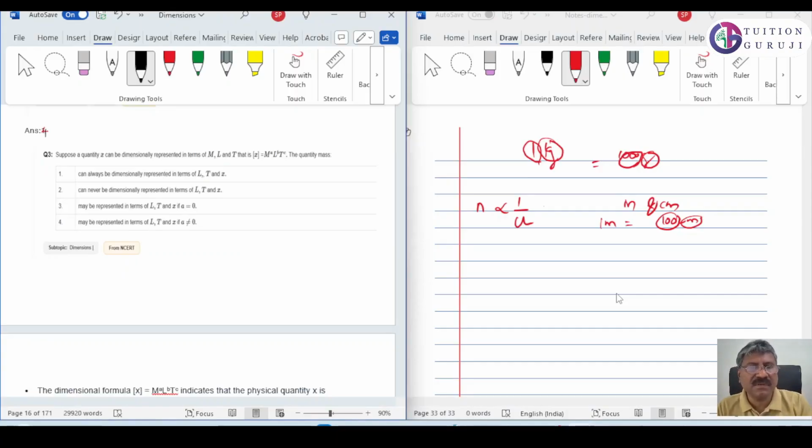Next question. Suppose a quantity x can be dimensionally represented in terms of M, L and T. That is, dimension of x is equal to M raised to a, L raised to b, T raised to c. Then the quantity of mass can always be dimensionally represented in terms of L, T and X; can never be dimensionally represented in terms of L, T and X; may be represented in terms of L, T and X if a is equal to 0; may be represented in terms of L, T and X if a is not equal to 0.